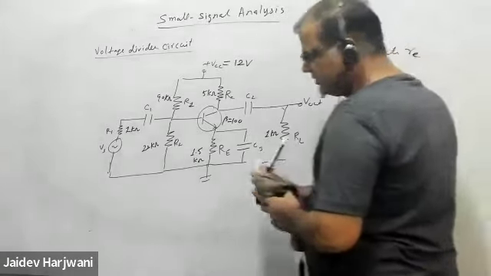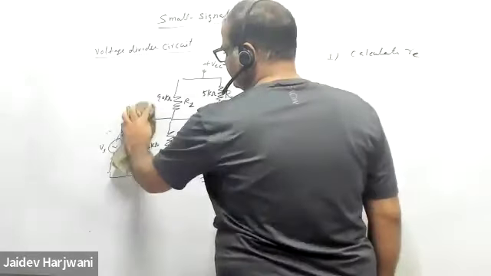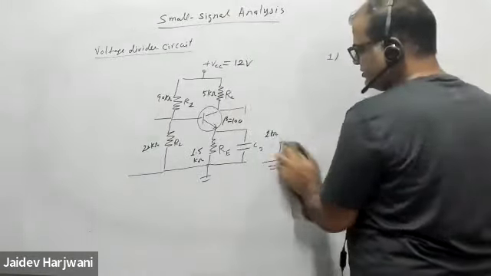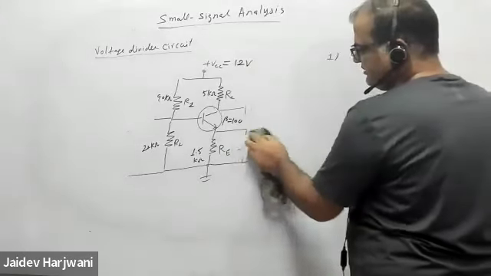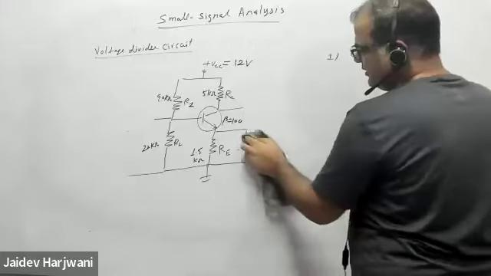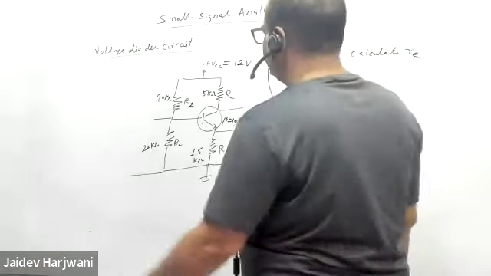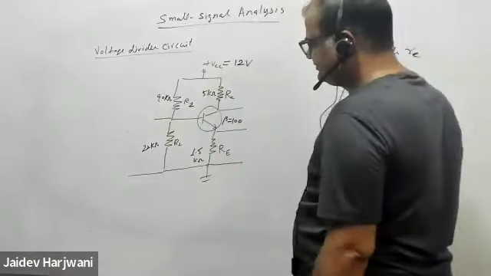Your capacitors will be open circuited. So I will remove this one. This portion will be removed. This capacitor will be removed. Now this is my DC analysis. Now this is a simple voltage divider circuit.